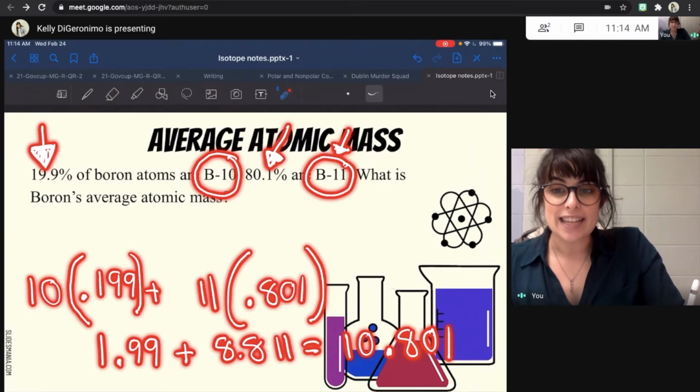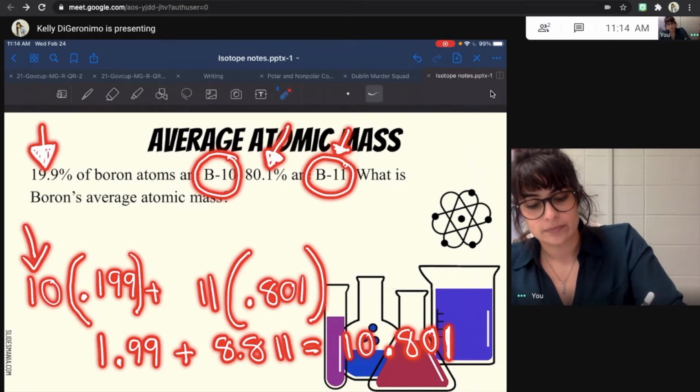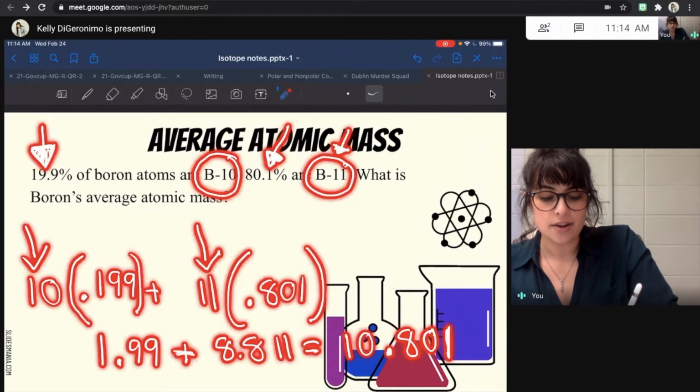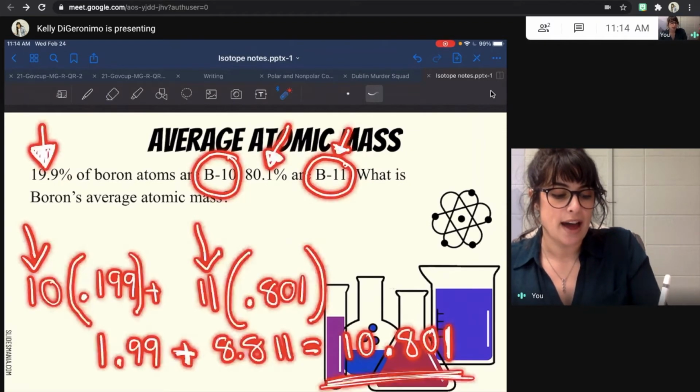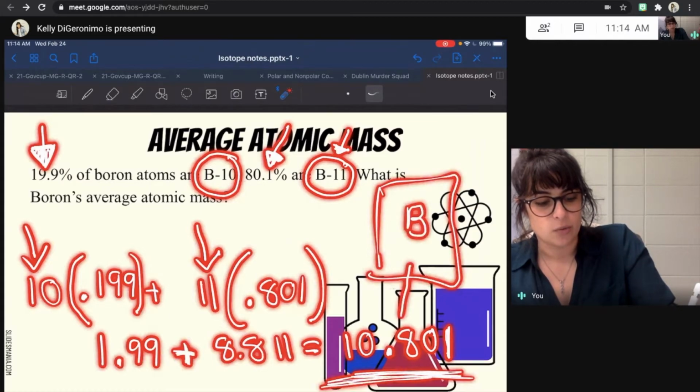So all we did was take the two isotopes and multiply them by their abundances. We added them together and we got our average atomic mass. So this is the number that would go under the B for boron on the periodic table. So we would put that number right there.